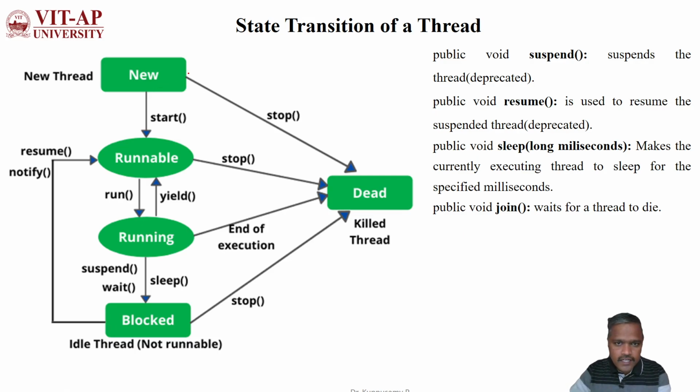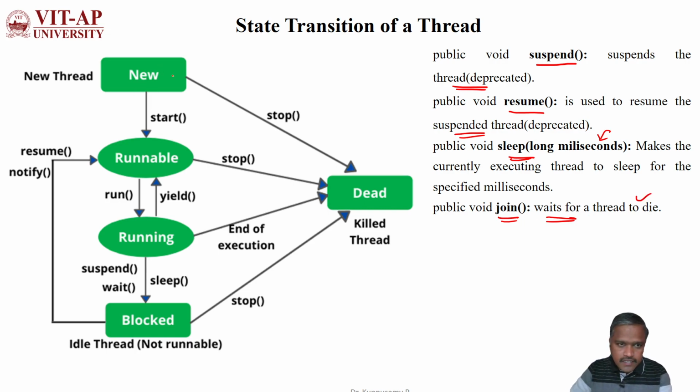Now we are looking at the state transitions of that particular thread. Before that, we should say what the available methods are. The suspend method suspends the thread for a while, and the resume method is used to continue the process of that suspended thread. The sleep method is used to make the running thread sleep for a particular time in milliseconds, and the join method is used to make a thread wait for another thread to terminate its process.